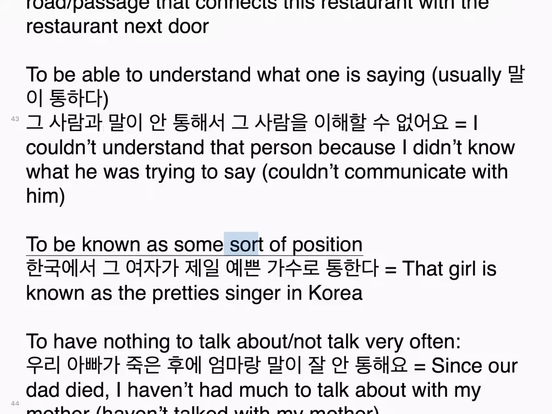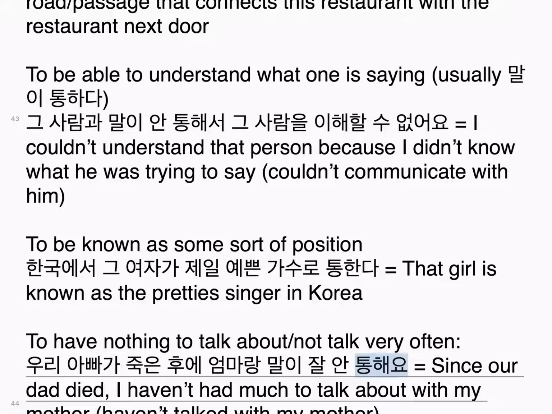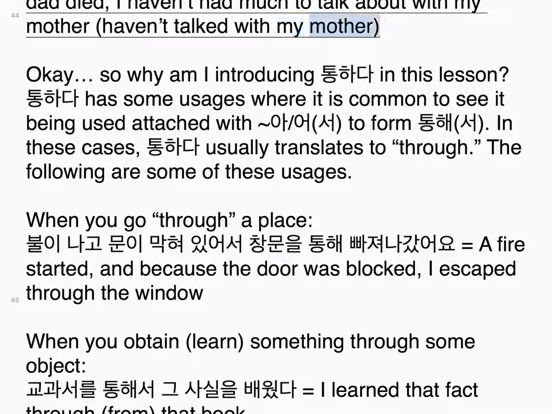To be known as some sort of position. 한국에서 그 여자가 제일 예쁜 가수로 통한다. That girl is known as the pretty singer in Korea. To have nothing to talk about, not talk very often. 우리 아빠가 죽은 후에 엄마랑 말이 잘 안 통해요. Since our dad died, I haven't had much to talk about with my mother. Haven't talked with my mother.